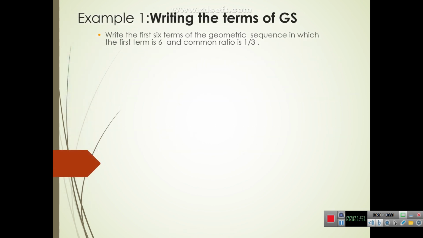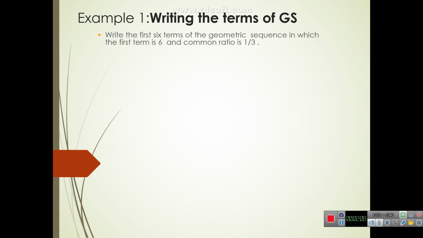Now, let's see example 1. In example 1, you are asked to write the terms of a geometric sequence. Write the first 6 terms of a geometric sequence in which the first term is 6 and the common ratio is 1 over 3.